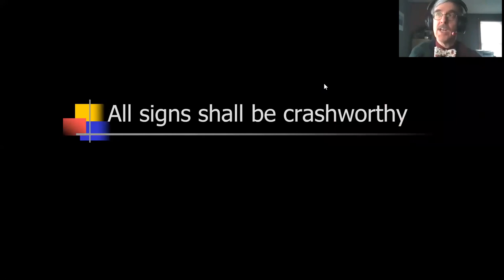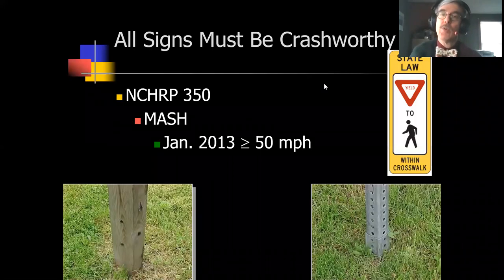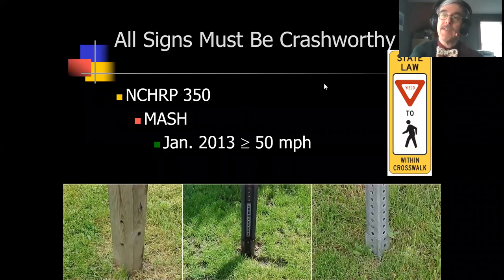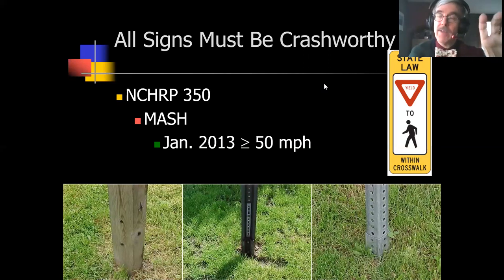but how many times do you see a stop for pedestrians crossing? All signs shall be crashworthy. This has actually been in place since January of 2013 for roads at 50 miles an hour or more. What that really means is make sure the signs, if they get struck, don't actually make the crash worse. The stubs should be no more than 4 inches above the ground if you're using a ground pole, and they should be designed and tested for being crashworthy.